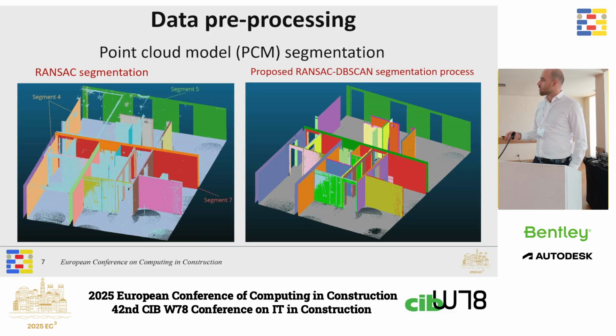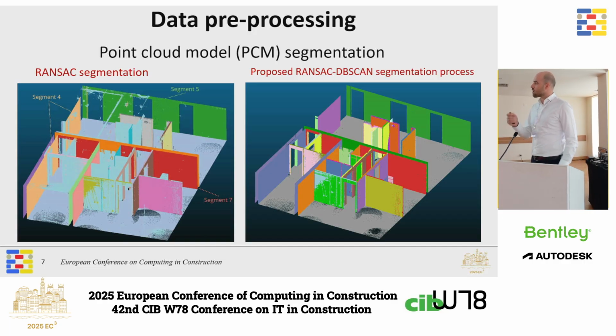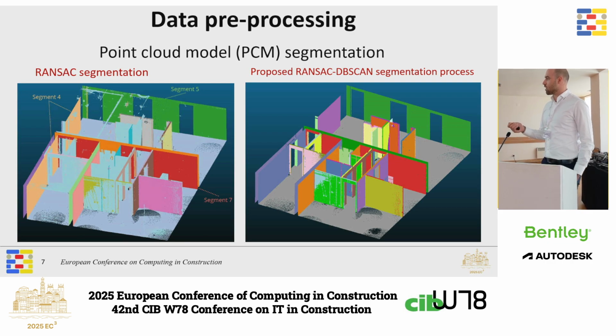And here segment 4 represents two building element surfaces. So we proposed a new segmentation process, RANSAC DBSCAN, that first we apply RANSAC, and then on those RANSAC segments we apply the DBSCAN segmentation algorithm. We see that the results are more sufficient, as almost every building element surface is represented efficiently by a segment.